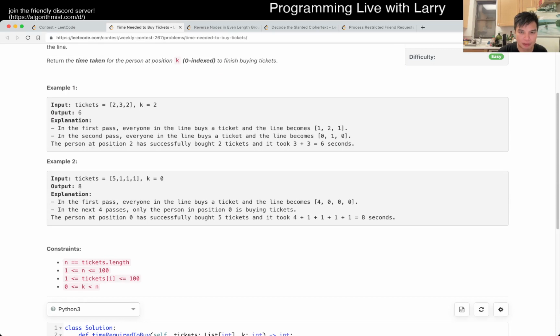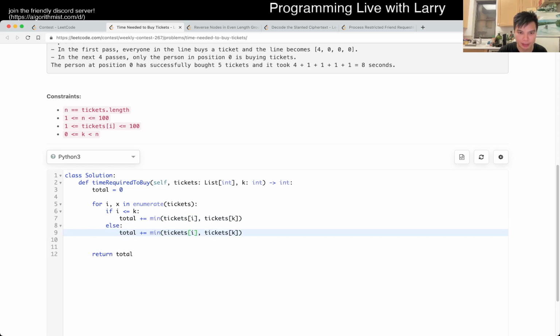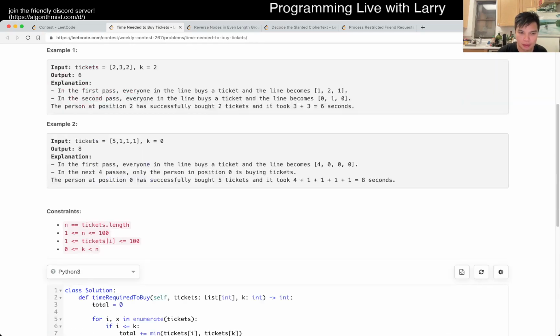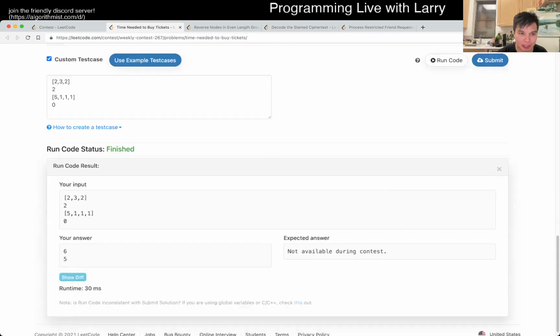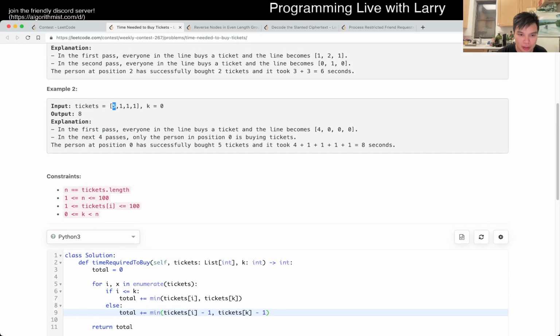But if it's afterwards, it will be okay. So if I is less than or equal to K, else is this minus 1, I think. If it's bigger than it is. Yeah. No, it's this minus 1. But this could be 0, right? Nope. I'm actually not sure about this one. Well, I got it wrong. So this is 5.